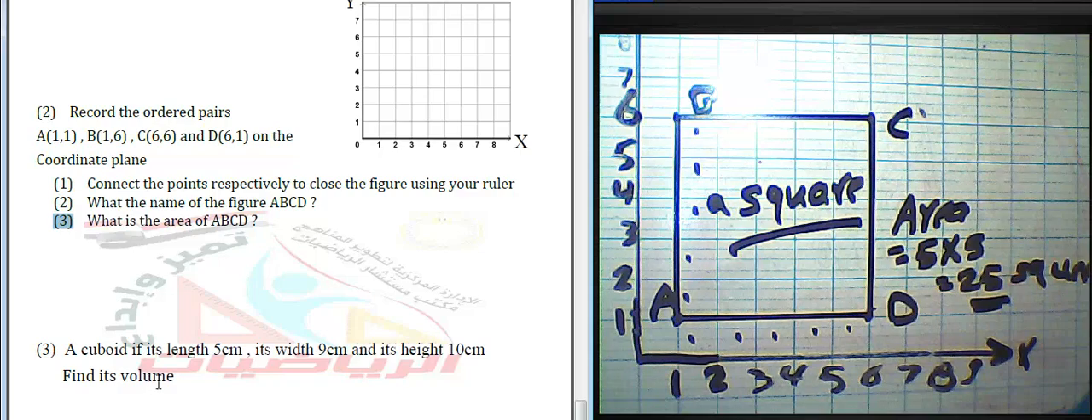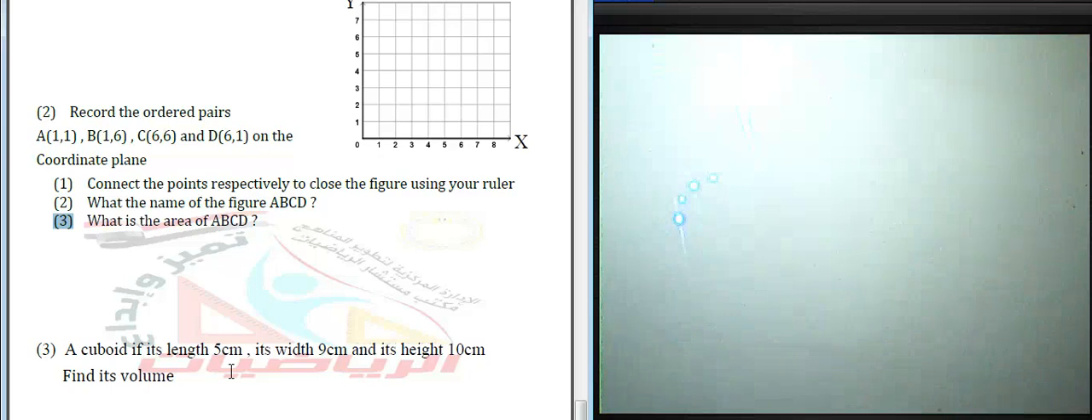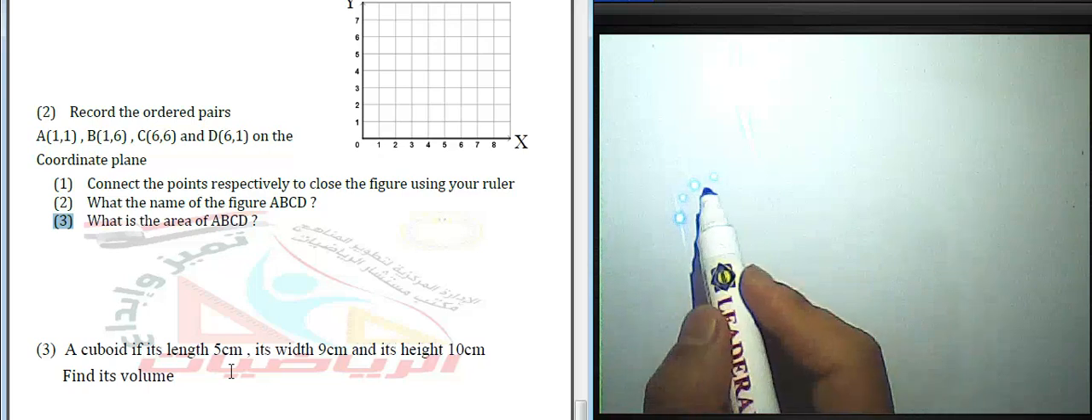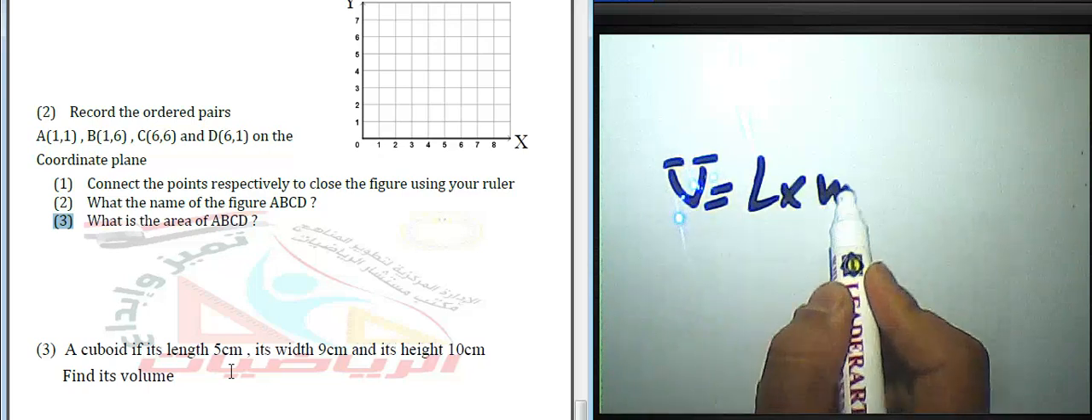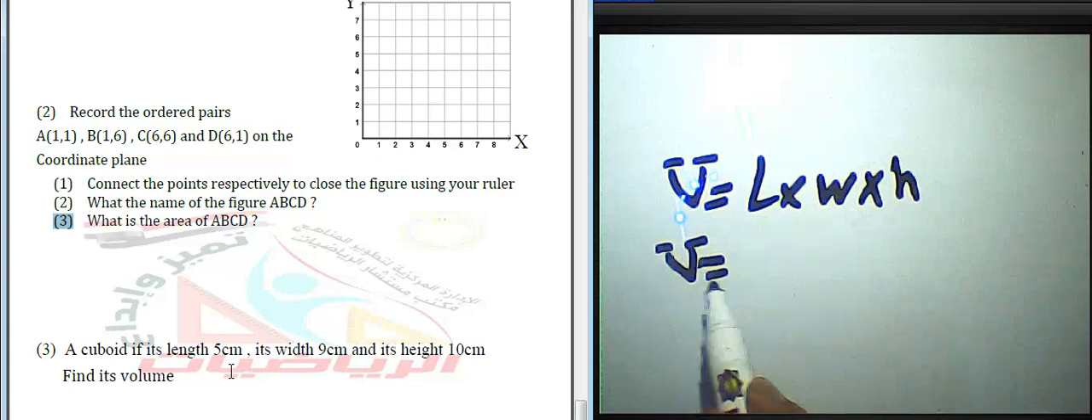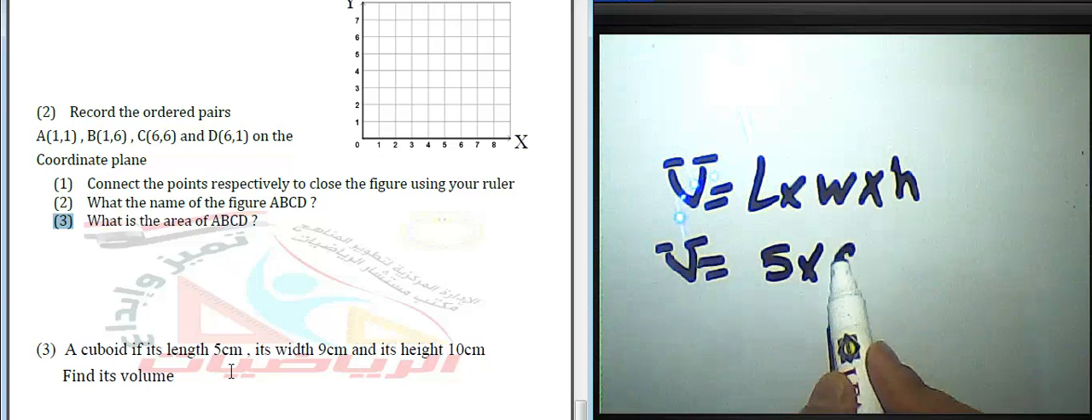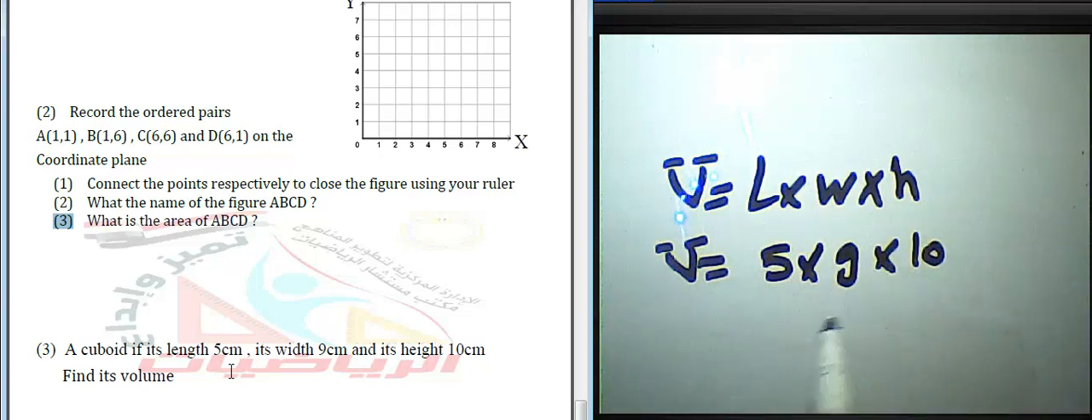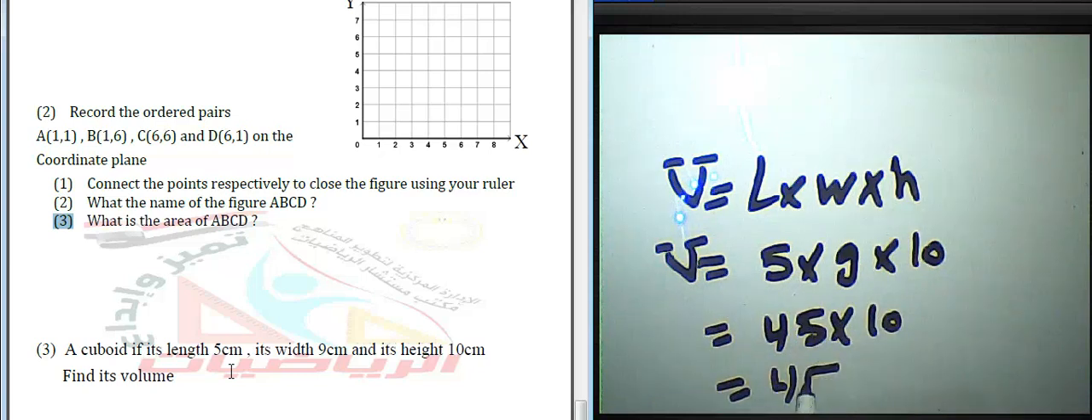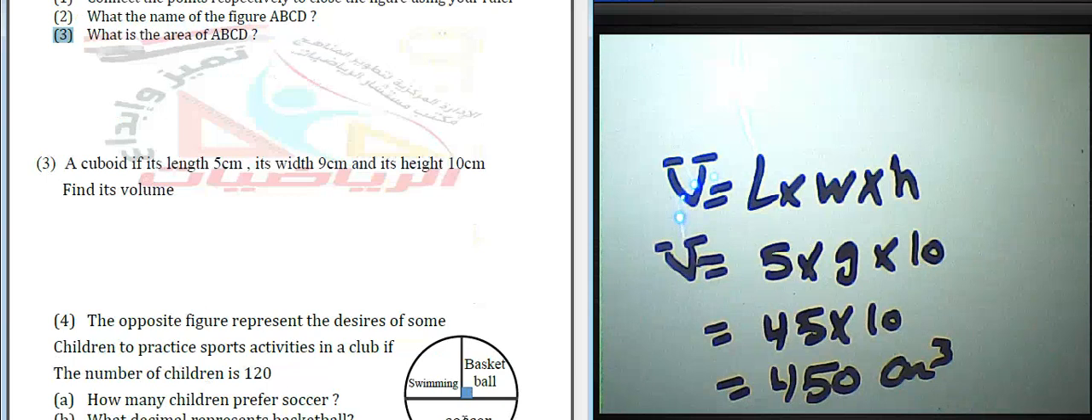A cuboid has a length of 5 centimeters, a width of 9 centimeters, and a height of 10 centimeters. Find the volume. Okay, it's very easy for you to find the volume. Length multiplied by width multiplied by height. The volume equals 5 multiplied by 9 and height 10. Length, width, height. 5 times 9 equals 45, multiplied by 10. The result will be 450 cubic centimeters. It's the volume of the cuboid. Question number 4.